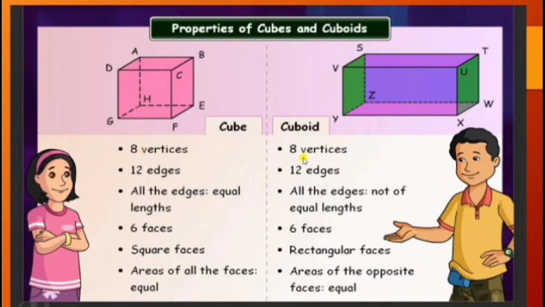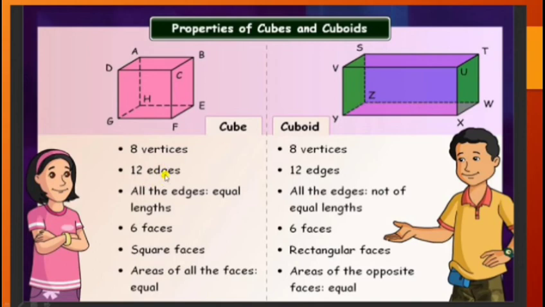In the same way, the cuboid is also having 8 vertices. Let us have a look and count: 1, 2, 3, 4, 5, 6, 7, 8. So 8 corners or 8 vertices are there.